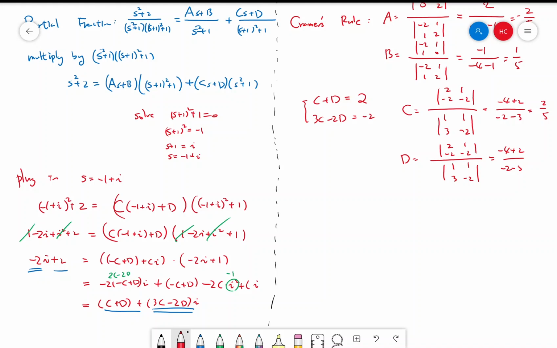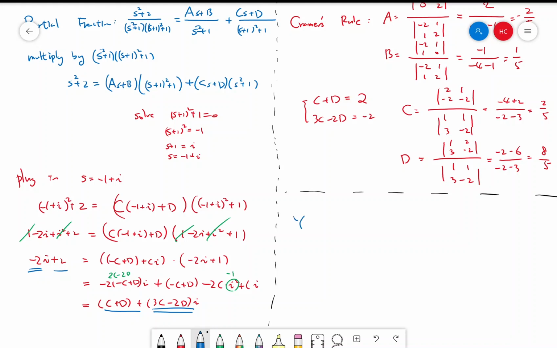Oh, I replaced the wrong column here. Pardon me. So d is equal to, you keep the first column and then replace the second column. So it's -2 minus 3, and this is -2 minus 6, so it's -8. So it's 8/5. Okay, so now we have the values for A, B, C, and D. Let's copy it down. We're not done yet.